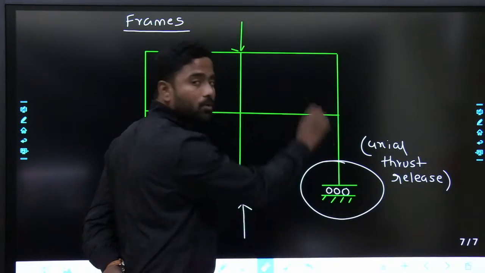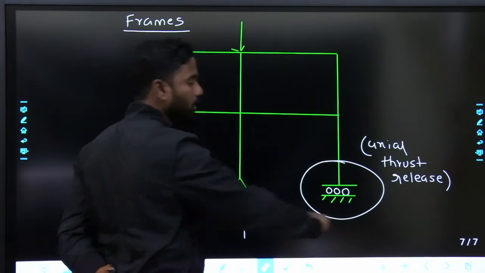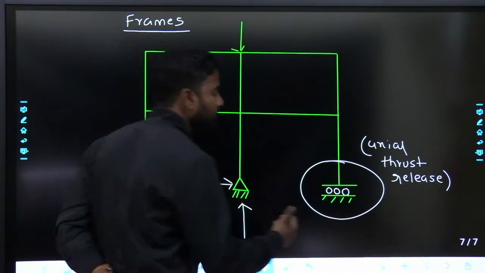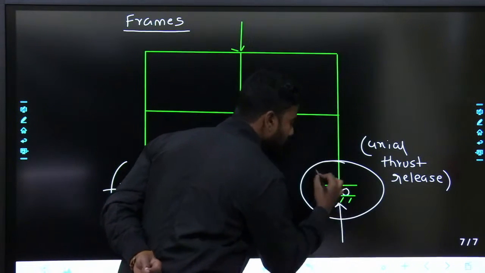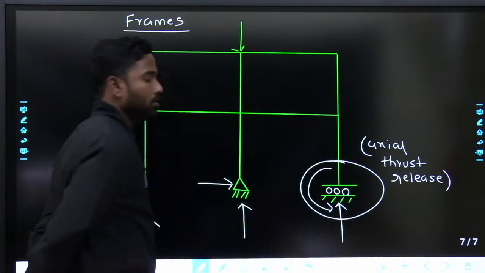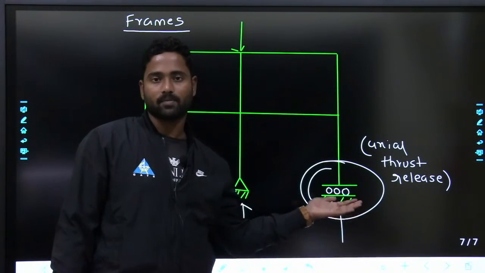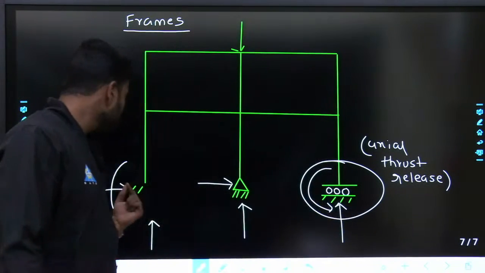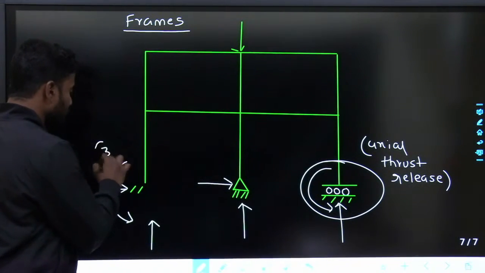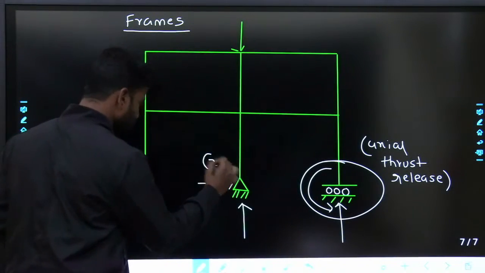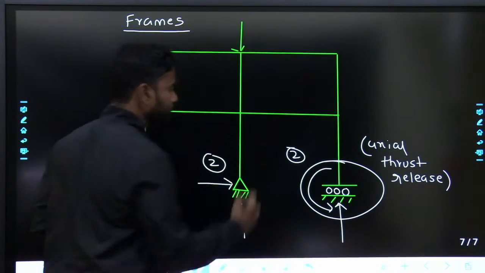Member can't move in vertical direction and member can't rotate. So 2 reactions will develop here, that is one vertical reaction and the other one is rotational. So this is called axial thrust release. Fine. Axial thrust release. So here how many reactions? 3, 2, and here also 2.